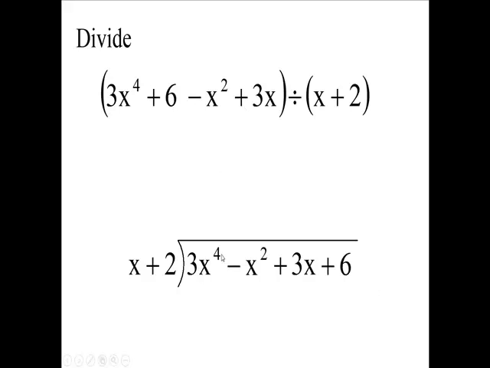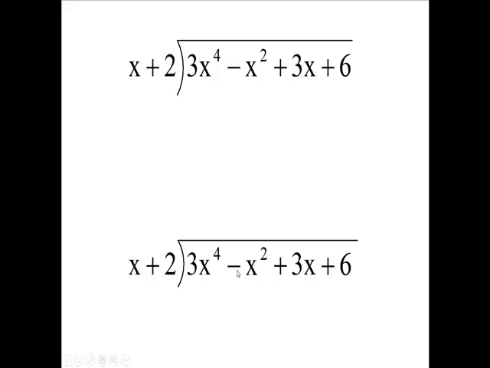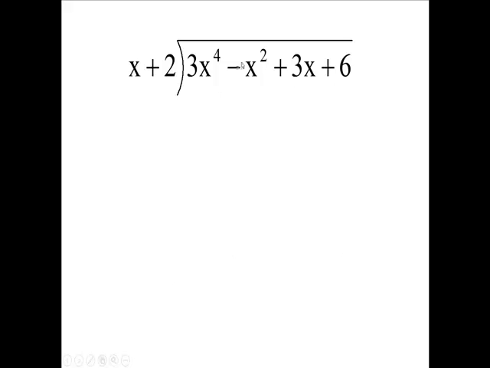Now we're missing a term in between these two, aren't we? I have something to the fourth and something to the second, but I don't have anything to the third power. There's nothing cubed here. So let's write this up here. And you see how we're missing the cube term? We can't have it like that. We've got to put a cube term, and I don't have any.